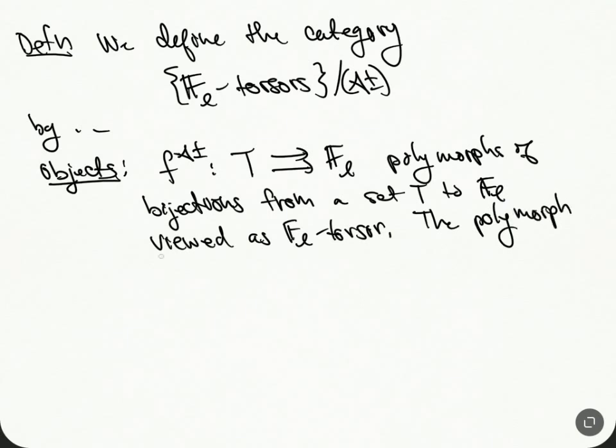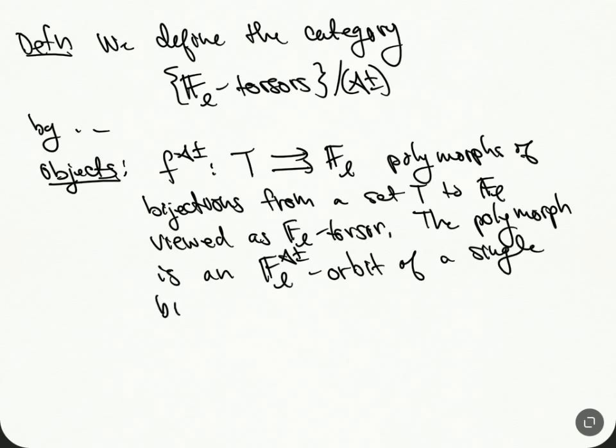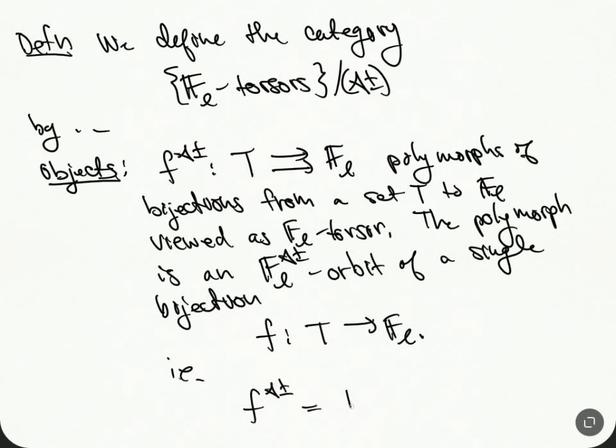The polymorphism is an FL divided on times. So this is an orbit of a single bijection F from T to FL. That is, this guy here is equal to FL divided on times. So these are just affine linear maps composed with F.